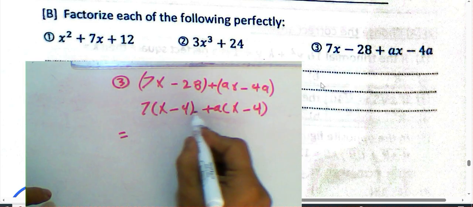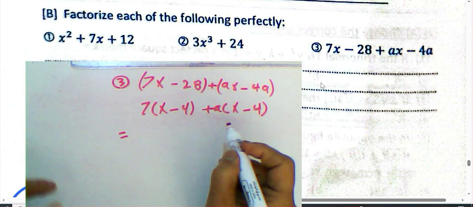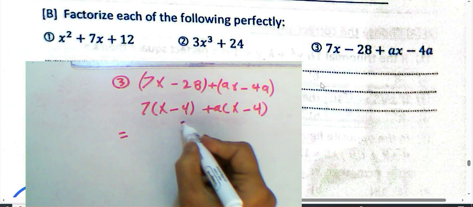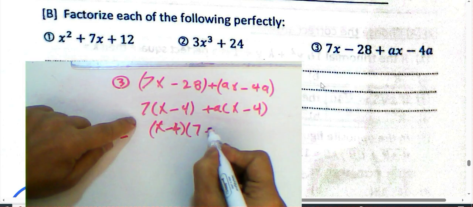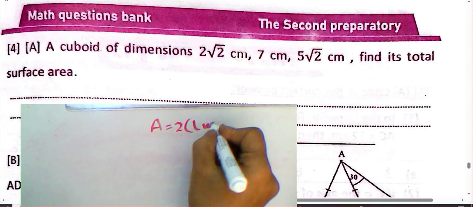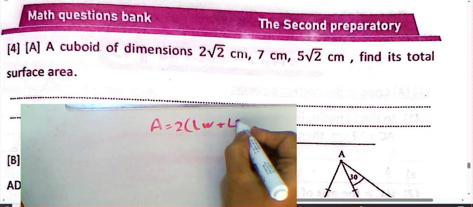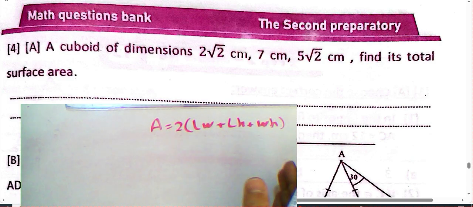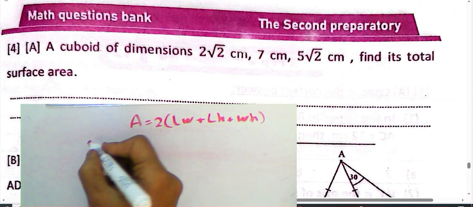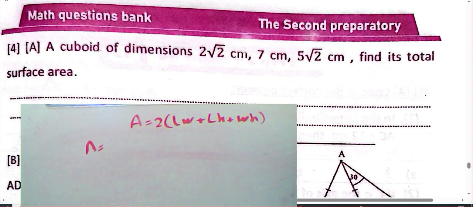Now we have this expression repeating. Write x minus 4 as the highest common factor between the 2 terms: x minus 4 times 7 plus a. Okay, I will solve here.